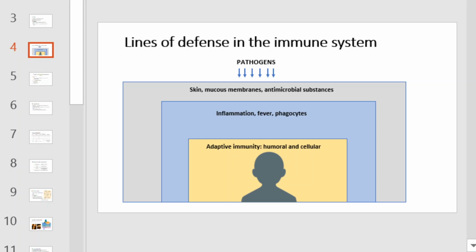This is an illustration to help you understand the lines of defense that a pathogen must breach in order to successfully invade the body. The first line of defense, the most generic, are your skin, mucous membranes, and antimicrobial substances secreted there. These are defenses that are non-specific. As a second line of defense, we have inflammation, fever, and phagocytosis, also non-specific defenses. As a final line of defense, we have the adaptive immune response operating at the humoral and cellular level, geared towards protection against specific organisms.